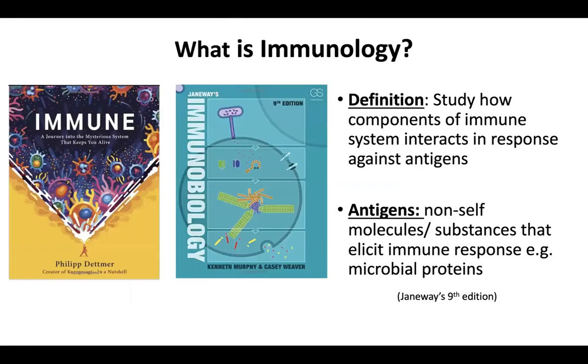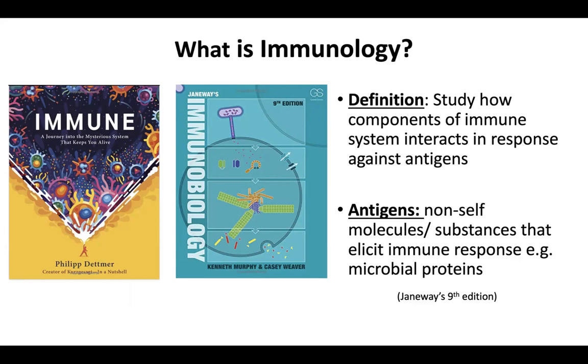So what exactly is immunology? Basically, it's just the study of how the particular components of the immune system individually work or interact with each other in response to antigens. What are antigens? The antigens are the molecules or substances that can elicit an immune response. So that term will get thrown around a lot, so I will clarify what they are now.